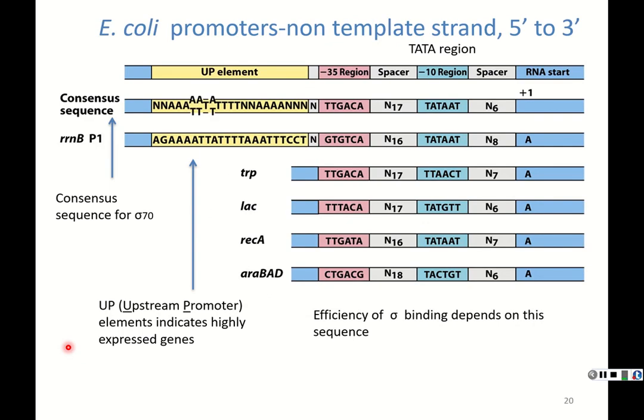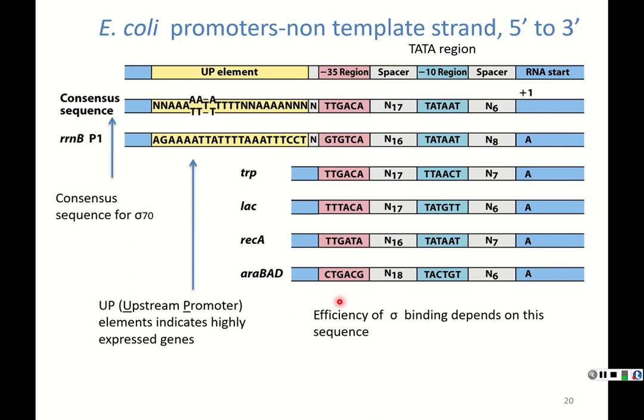Right, so here is a depiction graphically of some of these different genes in E. coli and how the promoters work. So you have these up elements. We're not going to talk about any of those sequences specifically, but they can be used to express genes a little bit more than if the up element wasn't there. So genes that have that up element in front of them, you can think of those as being highly expressed genes. And again, up stands for upstream promoter.